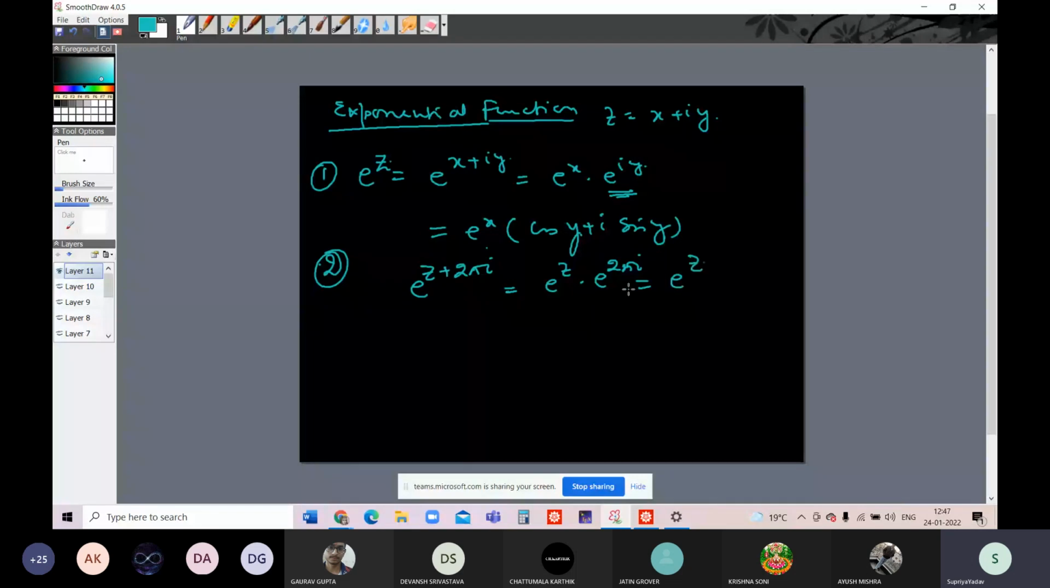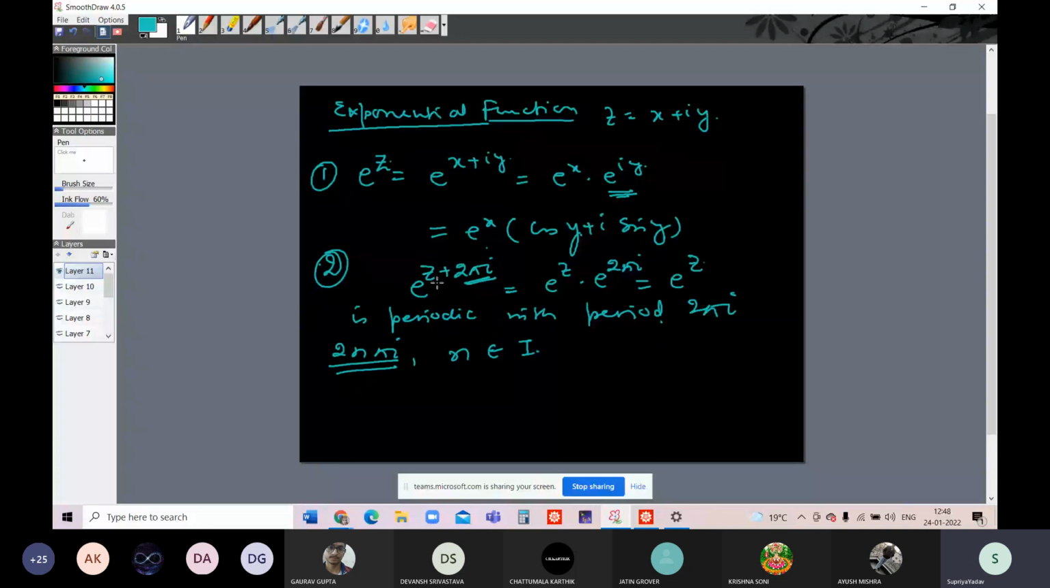So e to power z is periodic with period 2 pi i. So 2 pi i is its fundamental period, but if we write 2n pi i, it is also a period of this function, where n is any integer. So 2n pi i is also a period for e to power z, but 2 pi i is here the fundamental period for it.